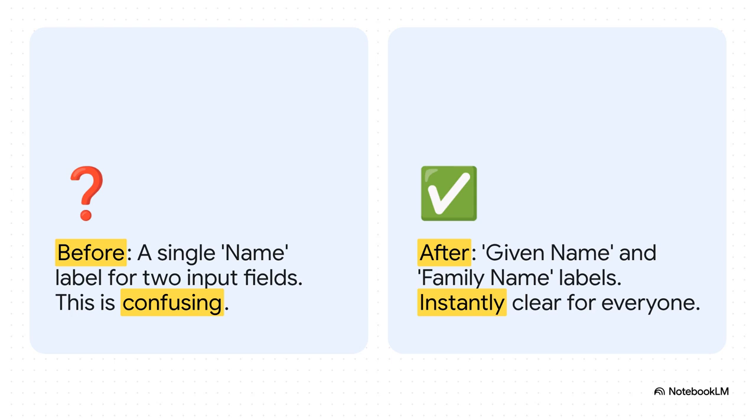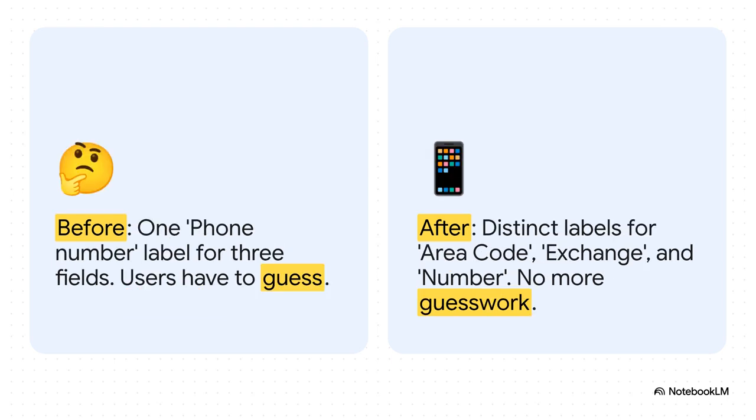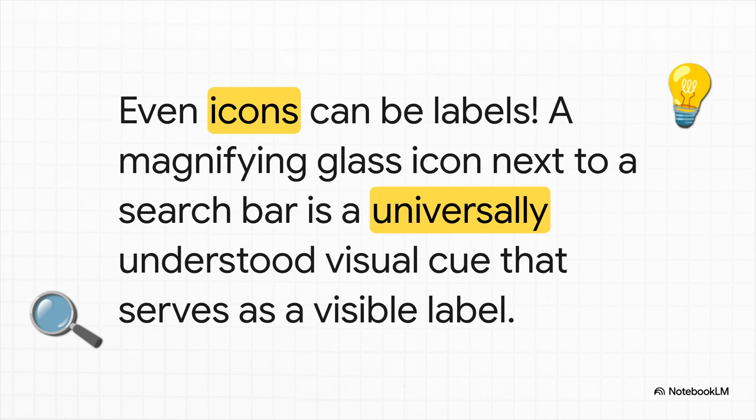It's instantly better. And here's the solution to our phone number problem from the beginning. Instead of one vague label, we get 3 super specific ones: area code, exchange, number. No more guesswork, no more hitting submit and getting an error. Just pure, simple clarity. And here's a fun one. A label doesn't even have to be text. You know that little magnifying glass icon you see next to a search bar? That's a label. It's this universal visual symbol that tells everybody, no matter what language they speak, you search here. It's a label in its purest, most elegant form.